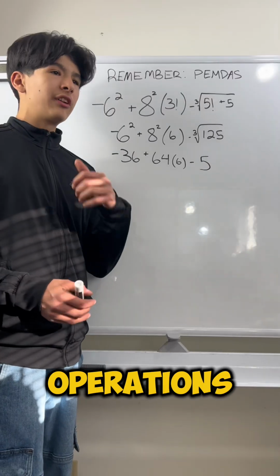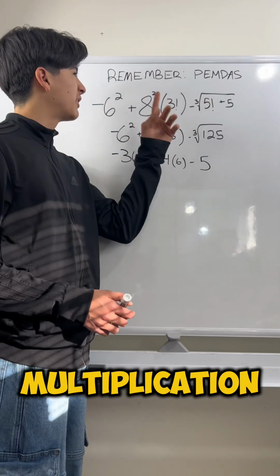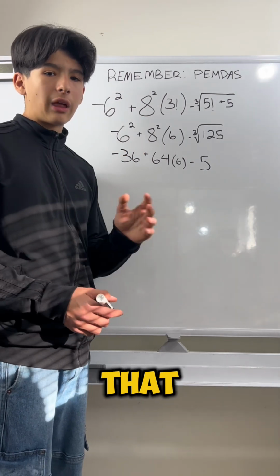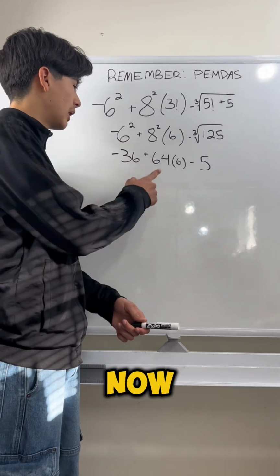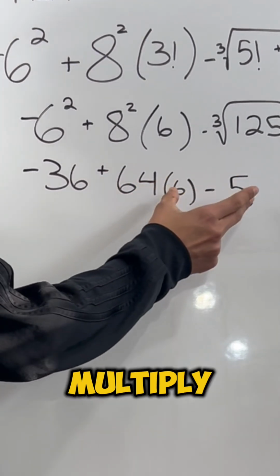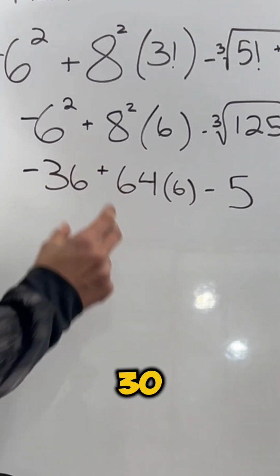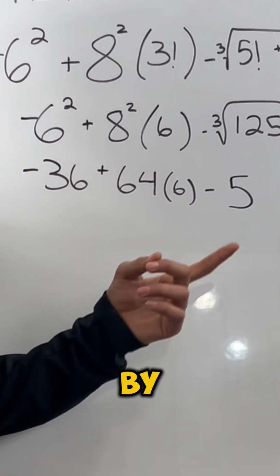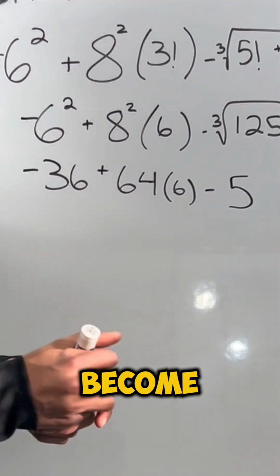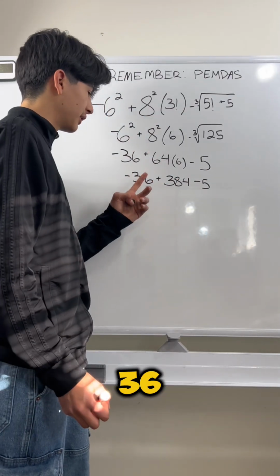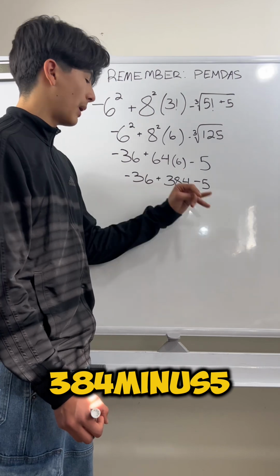Alright, so the next operations in our order of operations is multiplication and division. They could be interchangeable, but I don't see any division here, so that means we're just going to do multiplication. Now, we have to do 64 times 6. This is all in one. You don't multiply 6 by 5 or 6 by negative 36. It's next to 64. So we have to multiply 64 by 6. So this would just become, we have this now, negative 36 plus 384 minus 5.